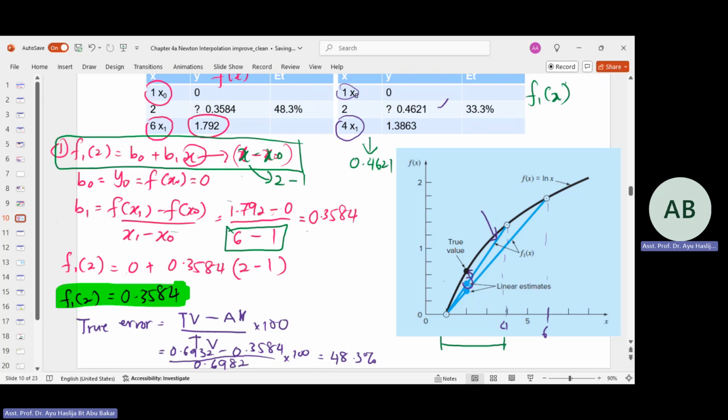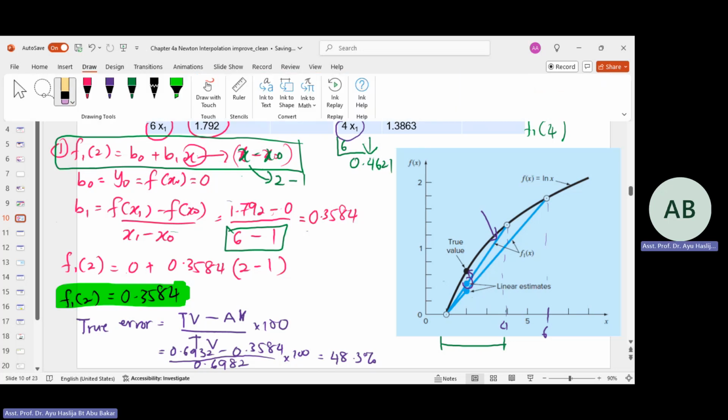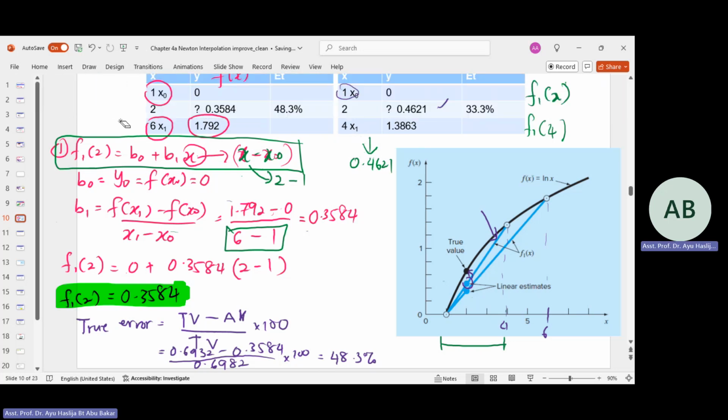If you want to find F14, then you need to have another data point after 4. Let's say 6. That's different. Okay, I repeat. For n equals to 1, which involves only 2 data points. Okay, 2 data points.